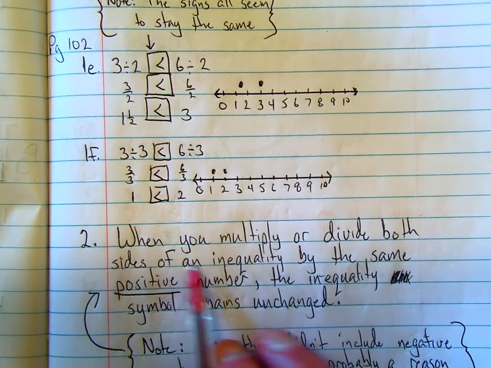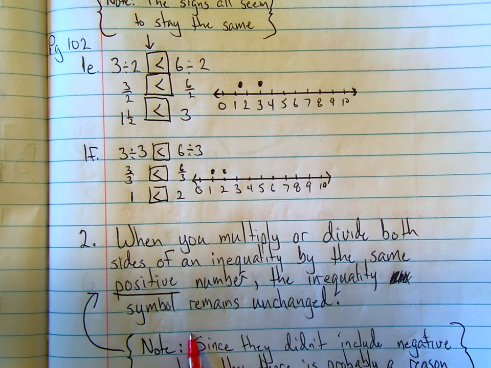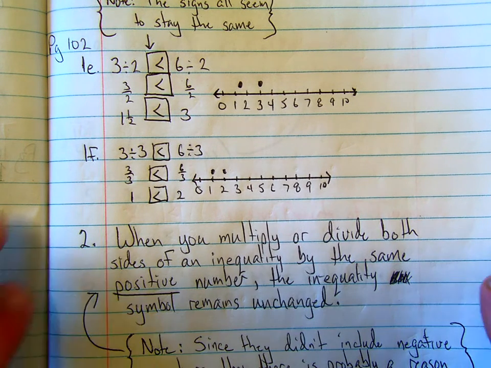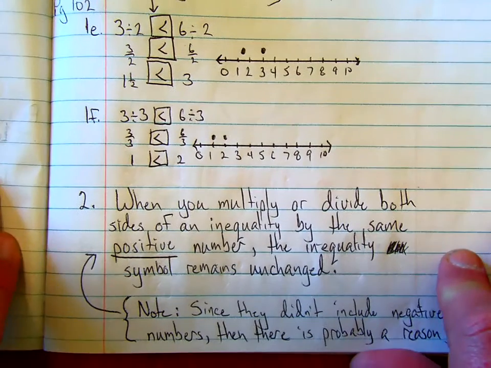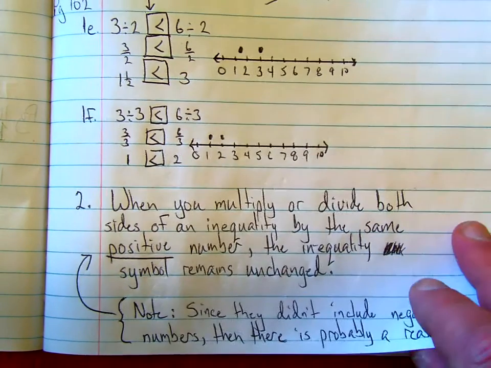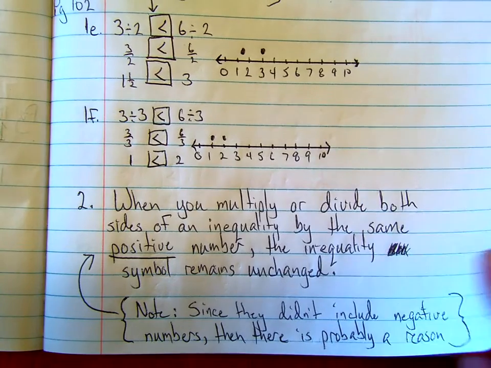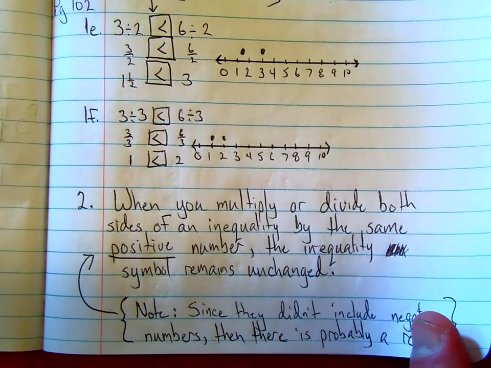When you multiply or divide both sides of an inequality by the same positive number, then the inequality symbol remains unchanged. Note, since they didn't include negative numbers, there's probably a reason. And there really is going to be a reason, because when you multiply or divide by a negative, that inequality sign is going to become its opposite, because negative means opposite in mathematics, and it's going to flip directions.